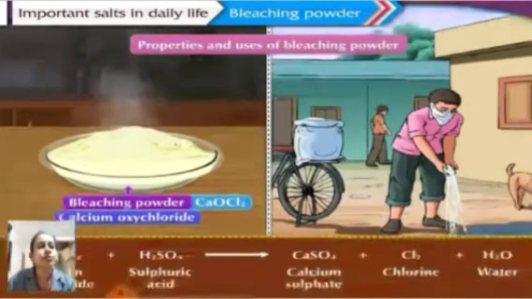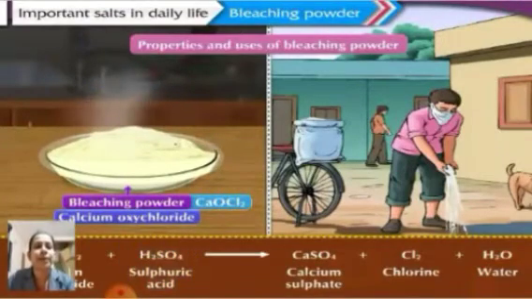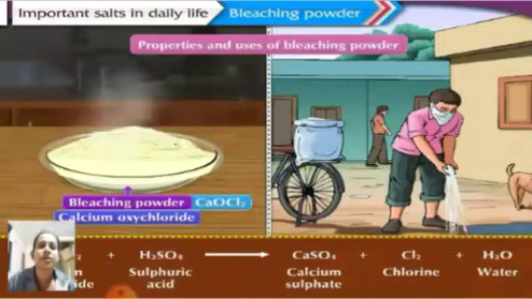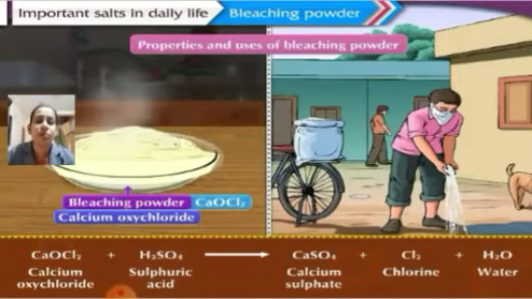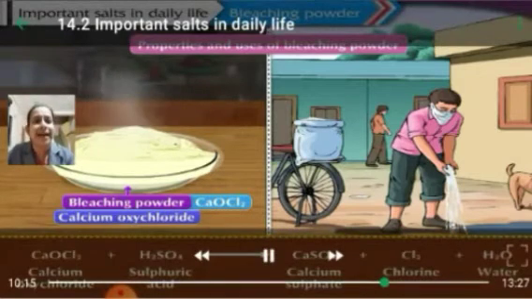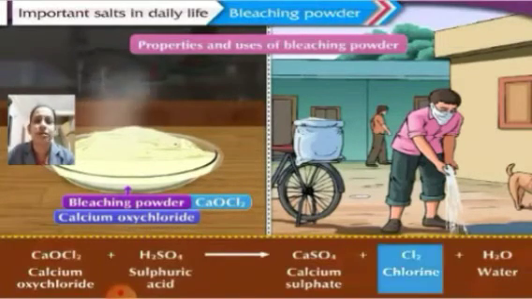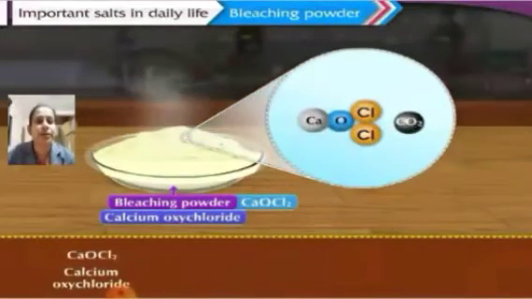Then if we see the reaction of calcium oxychloride, when this bleaching powder reacts with sulfuric acid, it gives compounds such as calcium sulfate, chlorine gas, and water is released. So this is the reaction of calcium oxychloride with the acid. So chlorine gas can be obtained this way.